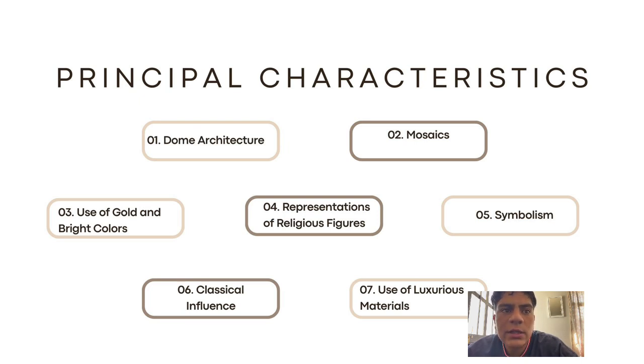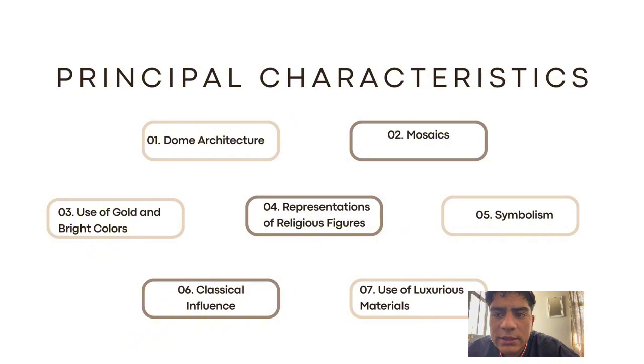Fifth one, symbolism. Byzantine art is rich in symbolism with elements like the cross and dove holding deep meaning, like some pieces of art that we can see in next slides. We can see these elements, this symbolism. And well, the sixth one is the classical influence. Byzantine art draws from classical Greek and Roman styles, adapting them to its own unique aesthetic.